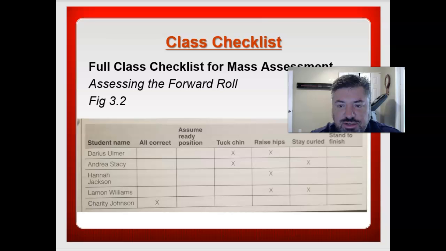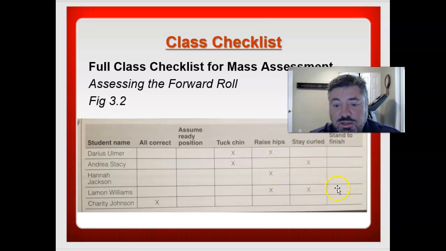This is a full class checklist for a massed assessment assessing the forward roll. It's figure 3.2 in the text. You'll have all your students' names down the left side, and the first column you would leave blank, or you could mark all correct. And then they're going to have the different things that the students do right. These are the critical components: assume the ready position, tuck the chin, raise the steps, stay curled, stand to finish.